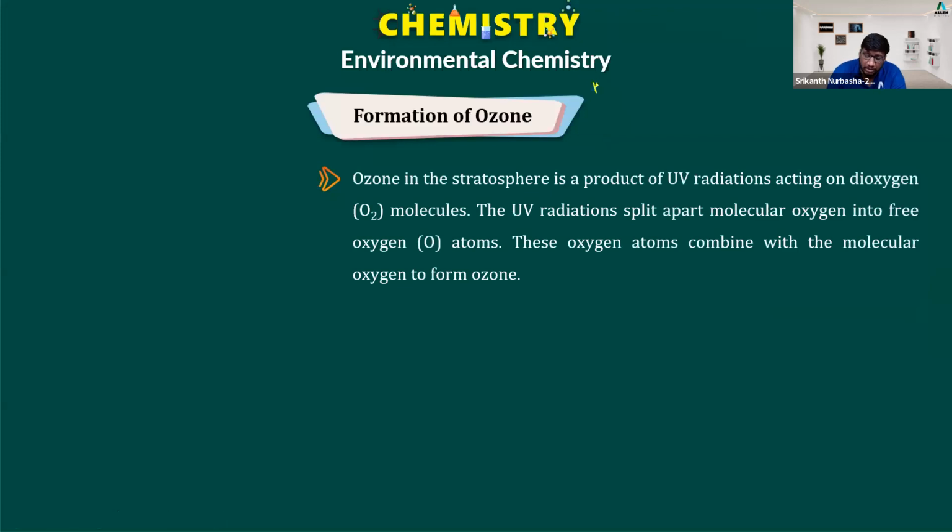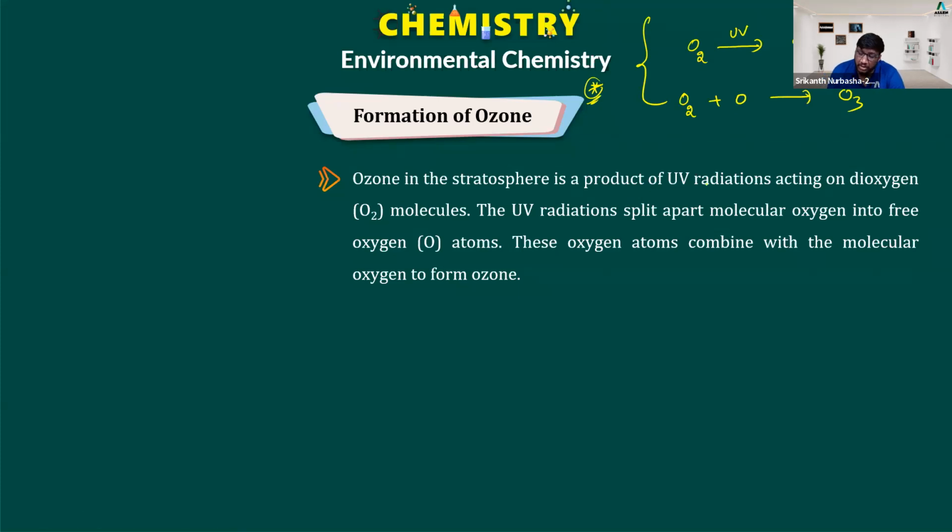Formation of ozone is quite important and understandable. How is the ozone going to be formed? If you observe carefully, ozone is obtained by different sets of reactions. We all know the oxygen O2 molecule. Whenever it is incident with UV radiation, it will be split into oxygen atoms. These nascent oxygen atoms will combine with the O2 molecule to form ozone, O3. So these are the set of reactions happening.